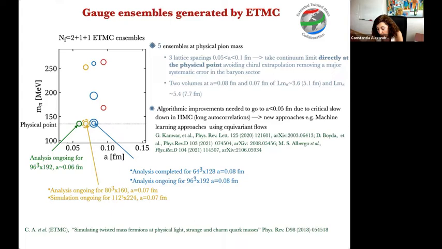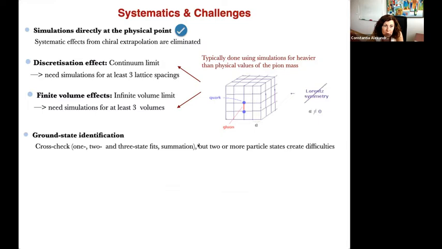Okay, so this is an overview of the status. We do have a success here. We now have simulations directly at the physical point. This eliminates a systematic effect that we always had in lattice QCD due to the chiral extrapolations. Chiral perturbation theory is very good for mesons. It's not so good for baryons. For the quantities we are talking about today, this was one source of uncontrolled systematic error. But now we have the simulations and we can really make use of this success.